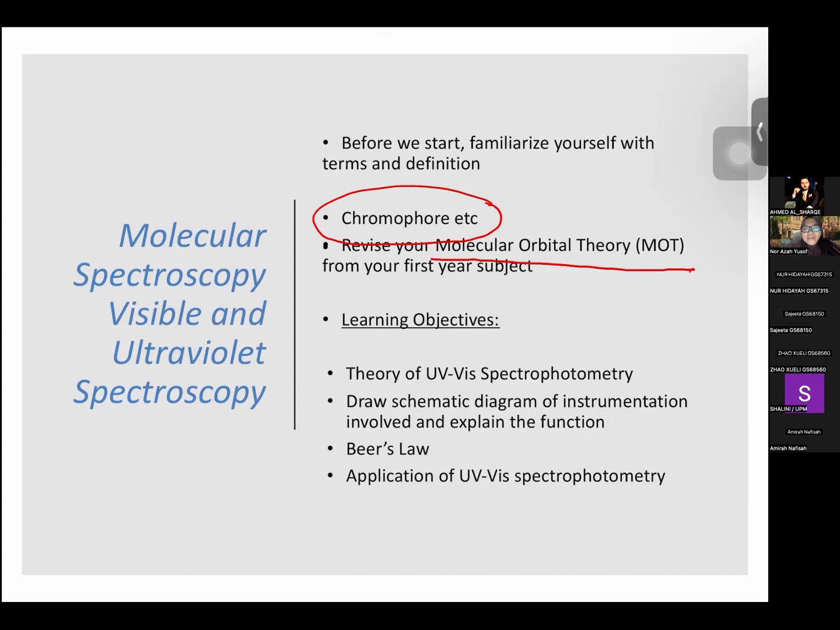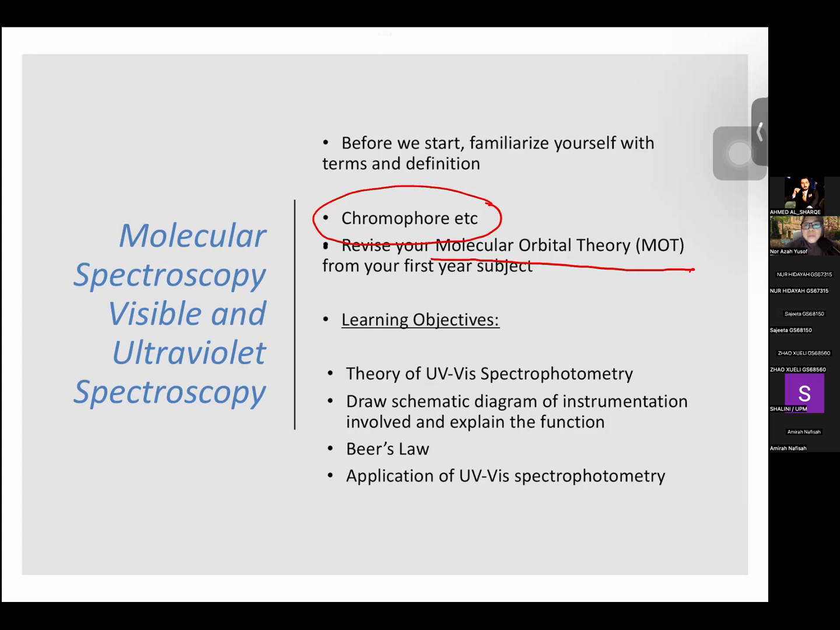Because light, as we know, is energy. So when the electron absorbs the energy, it must transfer to another state, second or third. Yes, you're talking about transition of electron. It's good. But my question is, what types of compound that we refer as chromophore? That's okay, Ahmad. That's the purpose of this discussion.